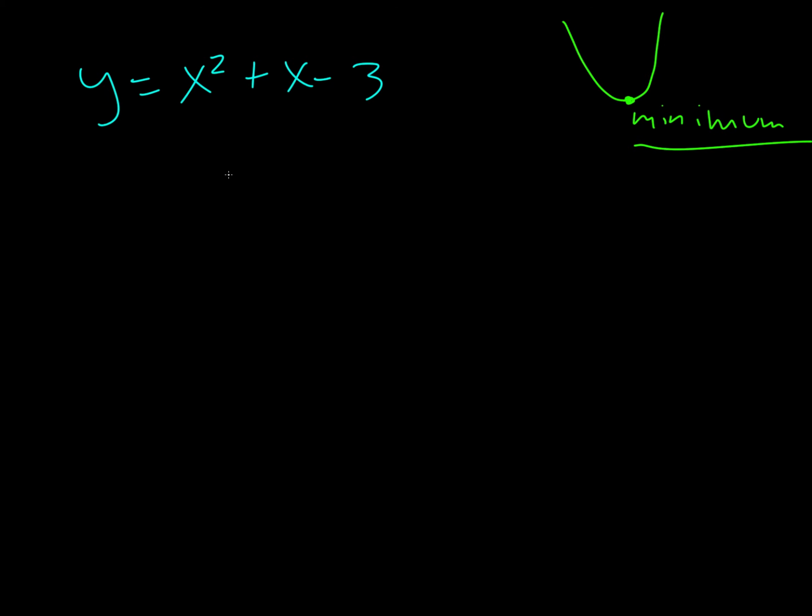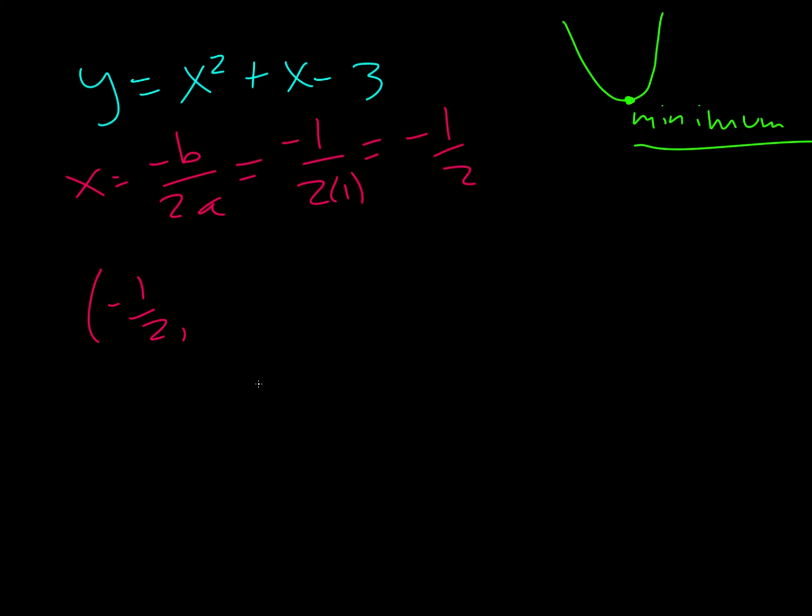Now, there is an axis of symmetry equation where x equals negative b over 2a. And so I would use this. For this specific one, we get negative 1 over 2 times 1, which is negative 1/2. Now, this is the x value of the vertex.